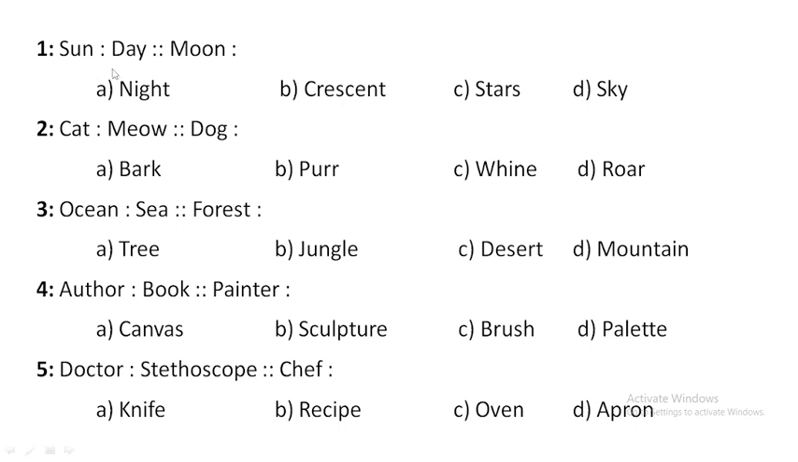Sun, day, moon. So sun, this is a time association. Sun refers to day, moon refers to night. So like that, you have to write options in your notebook, then check it. Now look at the next five questions. For the next five you have to write down answers, then do self-analysis.